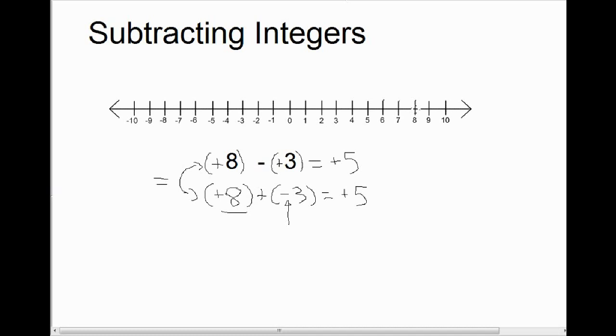So because we have this property here where when we change from subtraction to addition, as long as we change the sign of the second number to its opposite, we end up with the same result. We actually have an option of never having to subtract integers. So one way to deal with subtracting integers is to never subtract integers.